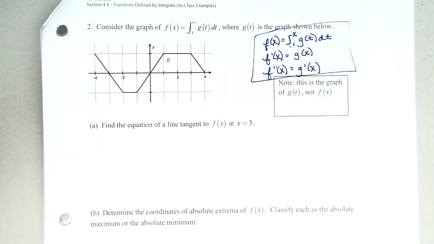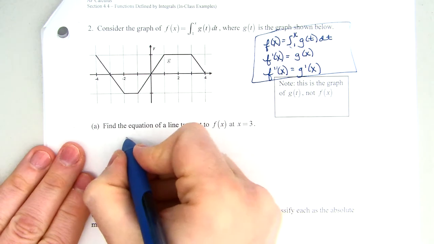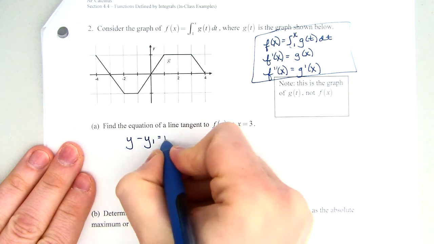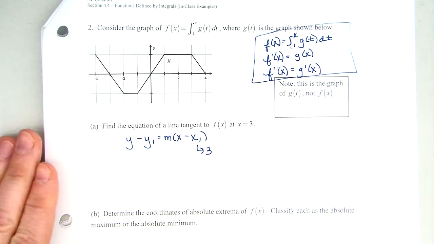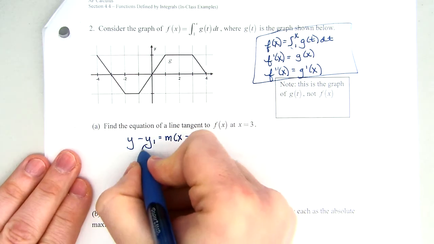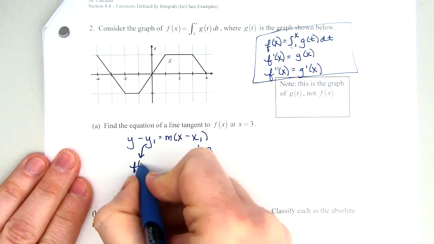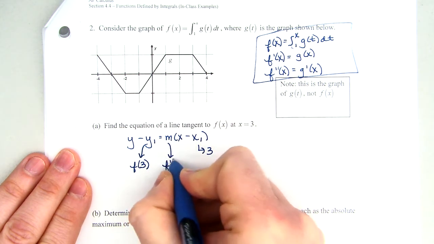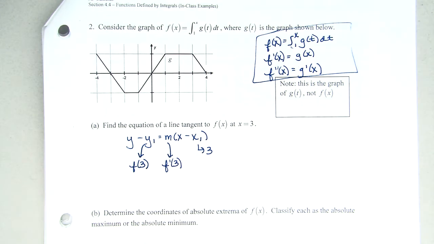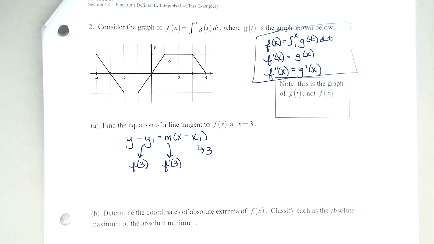Find the equation of a line tangent to f of x at x equals 3. Okay, tangent line: y minus y1 equals m times x minus x1. I know x is 3. To find my y1, I need to find f of 3. And to find my slope, I need to find f prime of 3. I think you can probably go from there. Use these formulas to find those values. And I'm going to ask you in an Edpuzzle to tell me what f of 3 is and what f prime of 3 is.